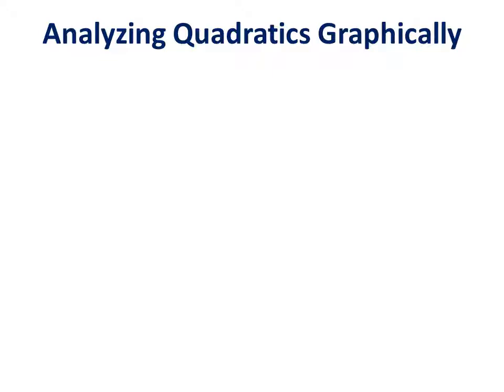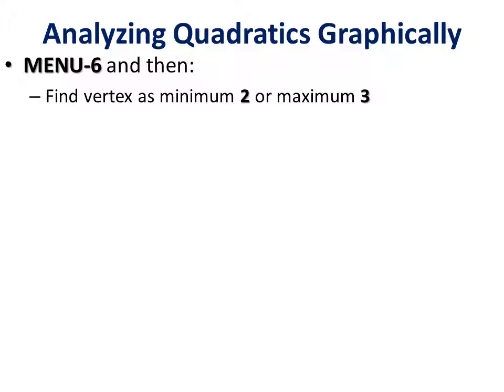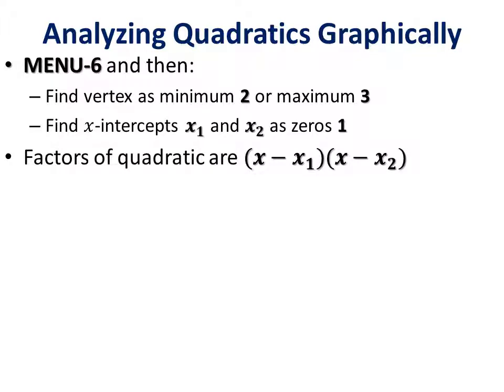Analyzing quadratics graphically is pretty easy. You want to go to your menu 6 function, and then you're going to have the option to find the vertex by looking for the minimum, which is number 2, or maximum, which is the number 3 option. You can also find the x-intercepts, which are x1 and x2, by selecting option 1, which is for zeros. The factors of the quadratic are going to be x minus x1 times x minus x2. So using the calculator to find those x-intercepts will actually help you to factor the quadratic.